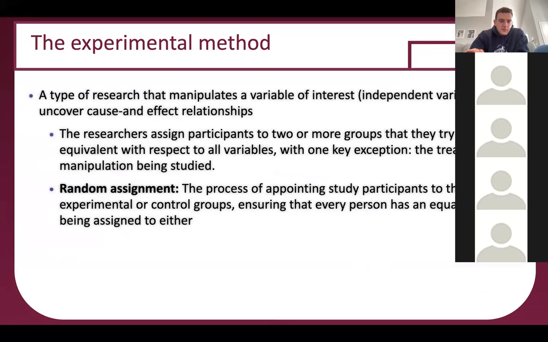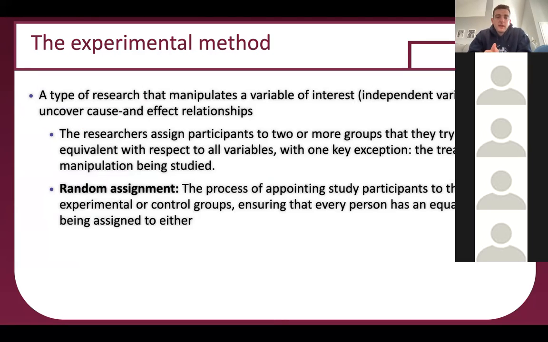Okay, experimental method. So we're here at the gold standard. Everybody has heard of a scientific experiment. What does that actually mean? Okay, so we are trying to investigate the relationship between two variables. An independent variable, which is the one that we're going to control, and then the dependent variable, which is our result. So the researchers assign participants to two or more groups that they try to make equivalent with respect to all variables, with one key exception: the treatment or manipulation being studied, otherwise known as the independent variable.